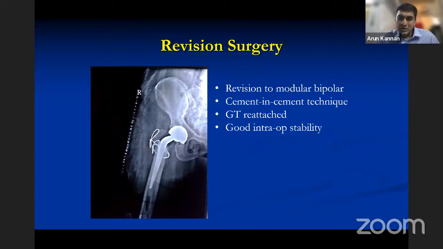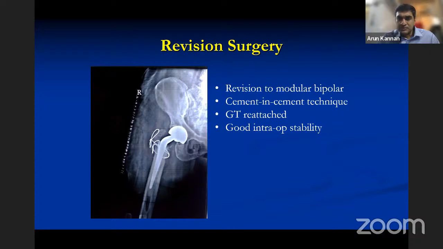Yeah. So as I said, the offset was low, and even with the clamp in, it was still dislocating with the GT clamp in. So what we did, you can see, was a cement in cement revision with an Exeter kind of stem. So this helped increase the offset, avoided the need for a full ETO kind of approach here. And again, I retained the modular bipolar. She was a fairly old lady for whom bipolar had been done, so I retained the bipolar, didn't go for a THR here.